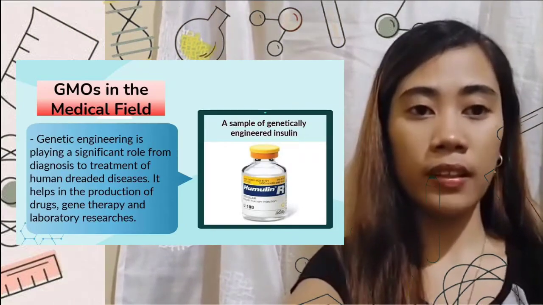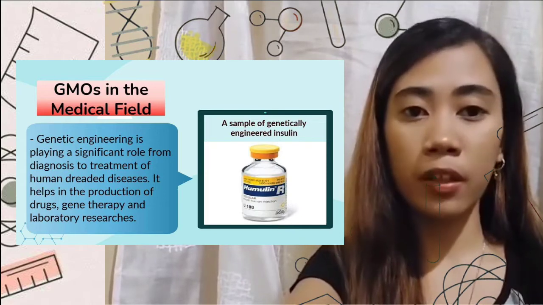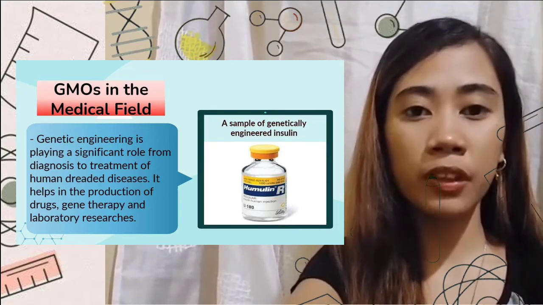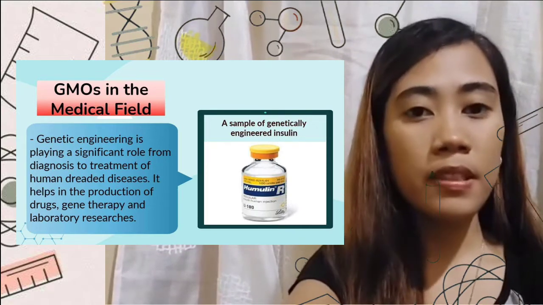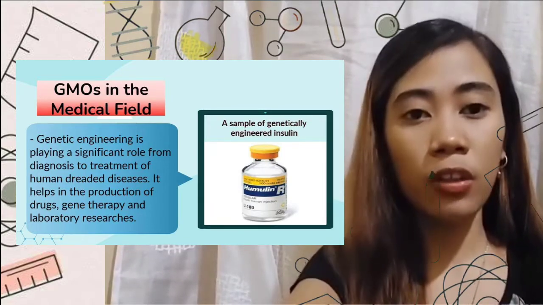Lastly is GMOs in the medical field. Genetic engineering is playing a significant role from diagnosis to treatment of human disease. It helps in the production of drugs, gene therapy, and laboratory researches. One classic example is Humulin, the genetically engineered insulin.